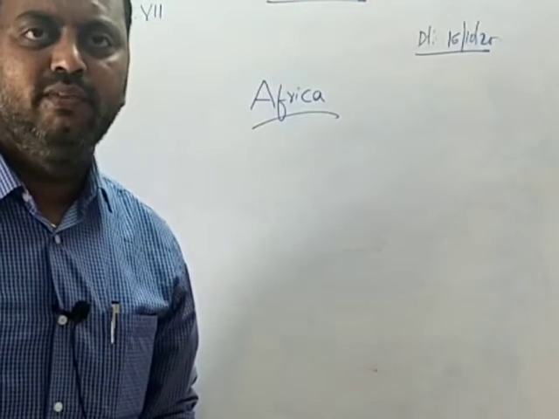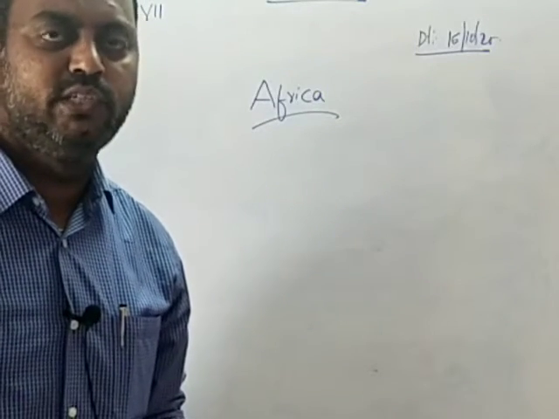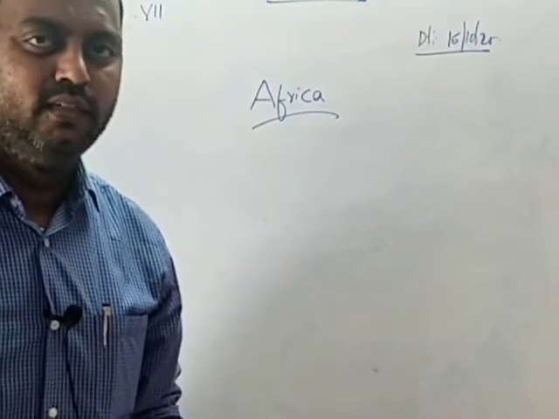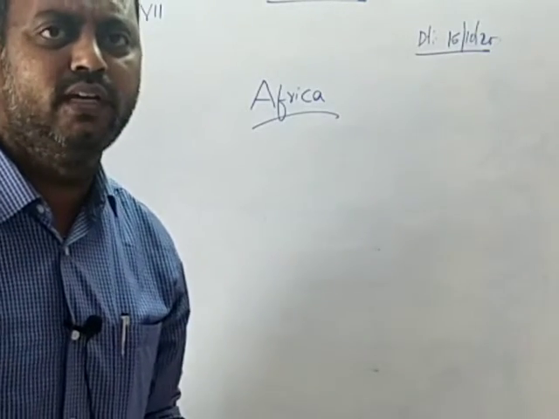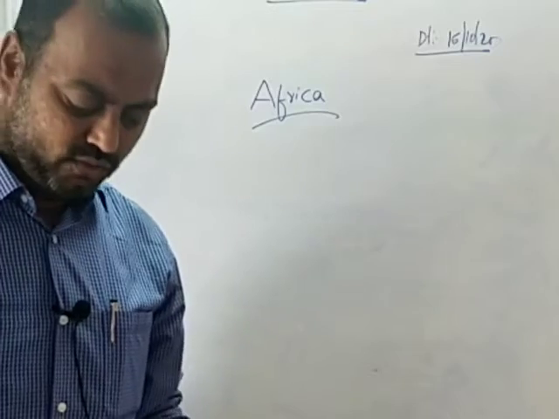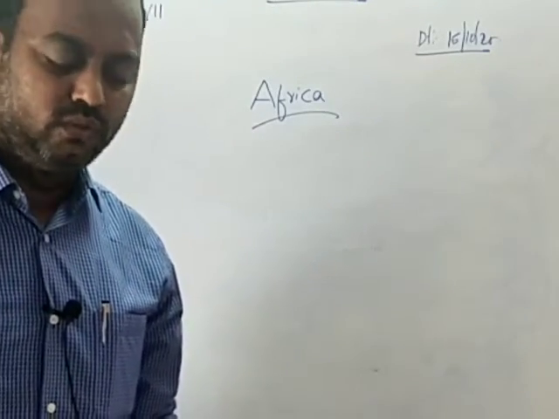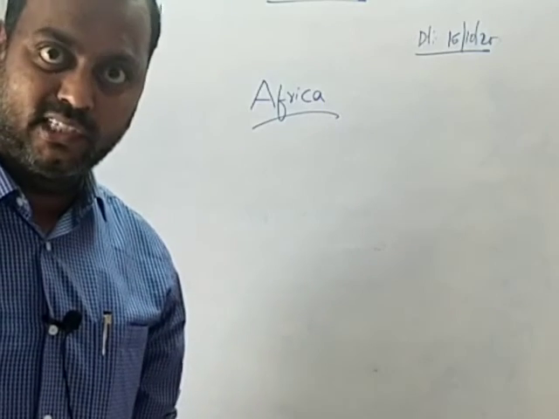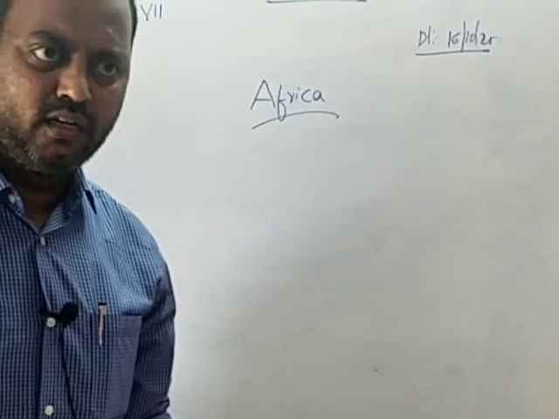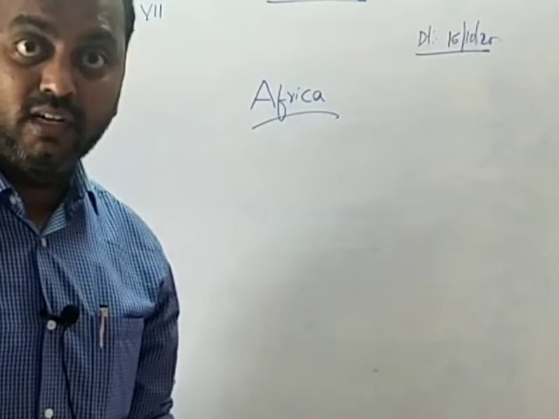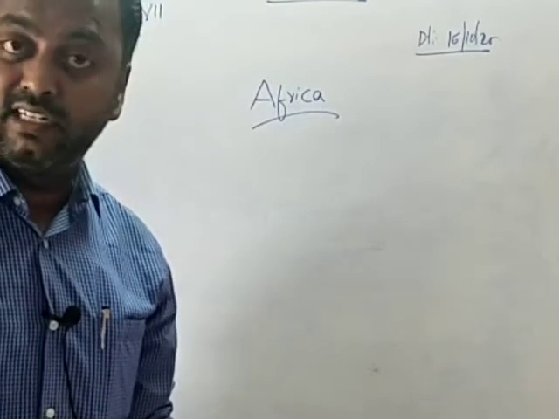Children, in the previous class, we tried to understand about the people of Africa. Today, we shall learn about the slave trade, one of the heinous human activities which took place in Africa. In the 16th century, many Europeans began migrating to America and started cultivation there after the discovery of the sea route to America. So America got discovered, and many of them started migrating there and started cultivation.